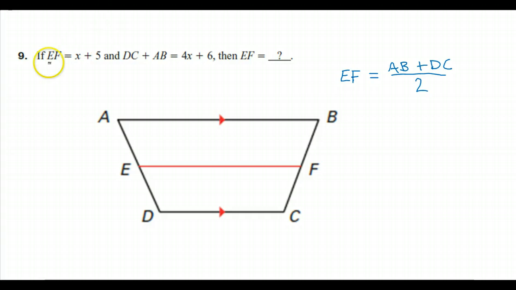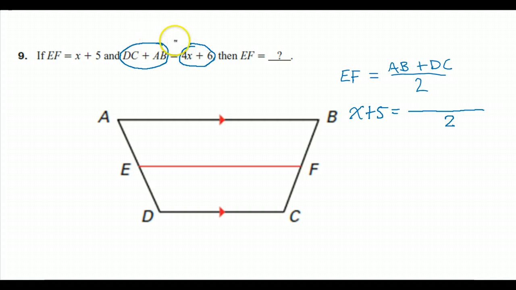Now, let's see what we've got. EF is x plus 5. So in for EF, I'm going to put x plus 5 equals. Now look at this right here. This is key. DC plus AB is equal to 4x plus 6. Okay?